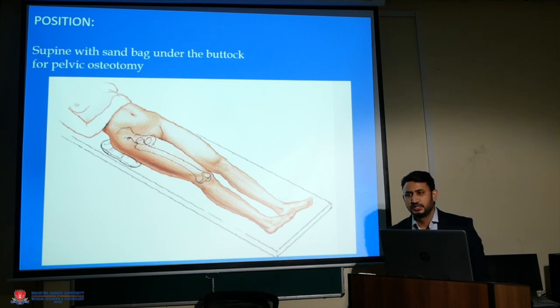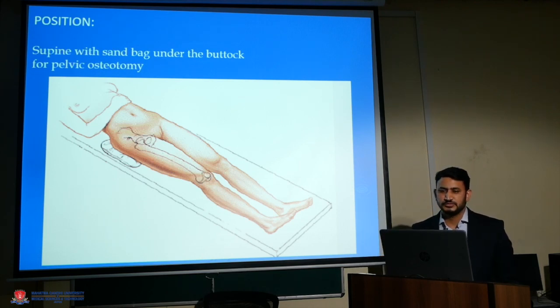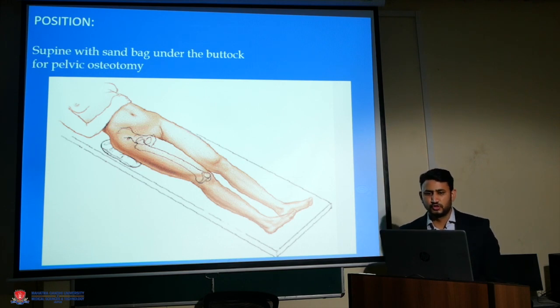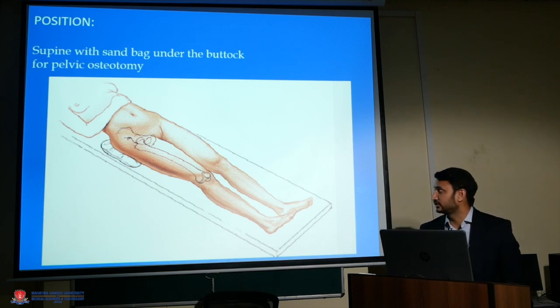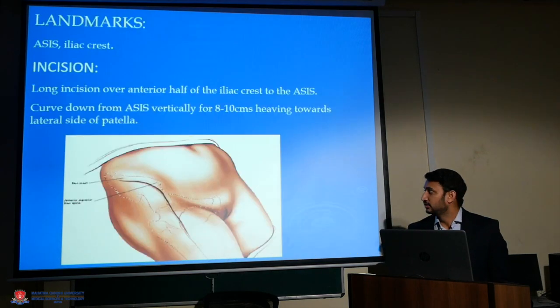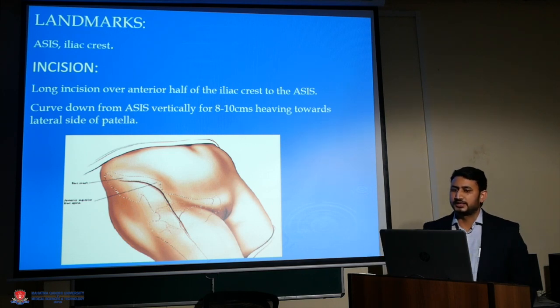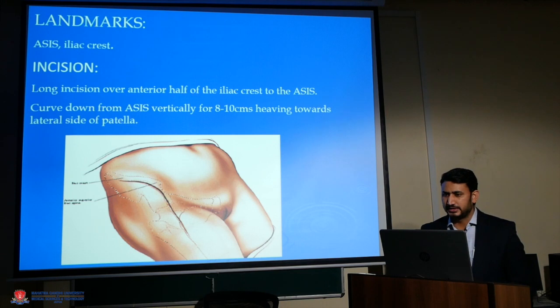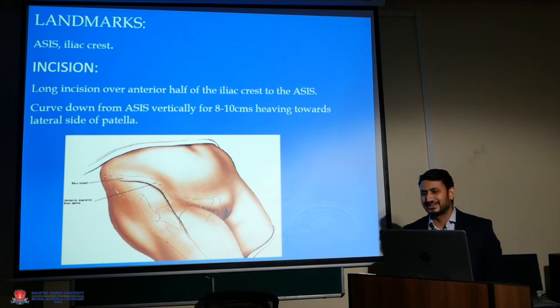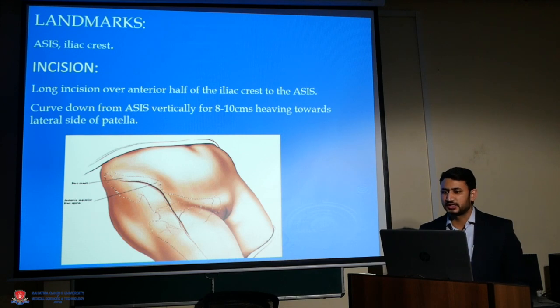This is the position. We keep the patient in supine position and keep a bolster or a small bag underneath the ipsilateral hip. Long incision, as you can see, is marked starting from the iliac crest to the anterosuperior iliac spine, and the vertical limb extends beyond the anterosuperior iliac spine. The superficial internervous plane lies between sartorius medially and tensor fasciae latae laterally.